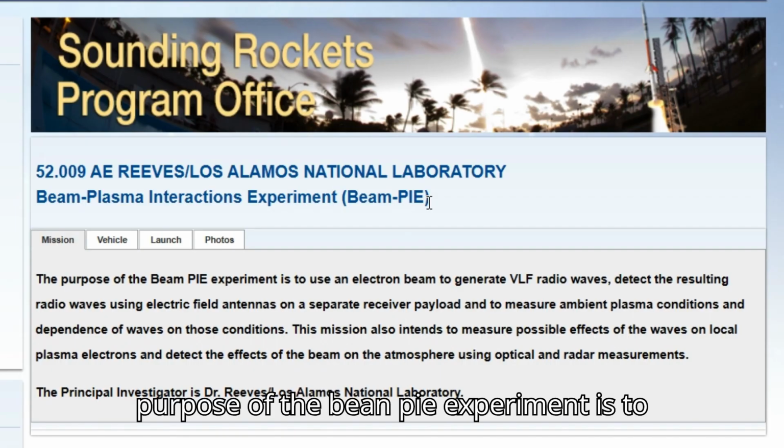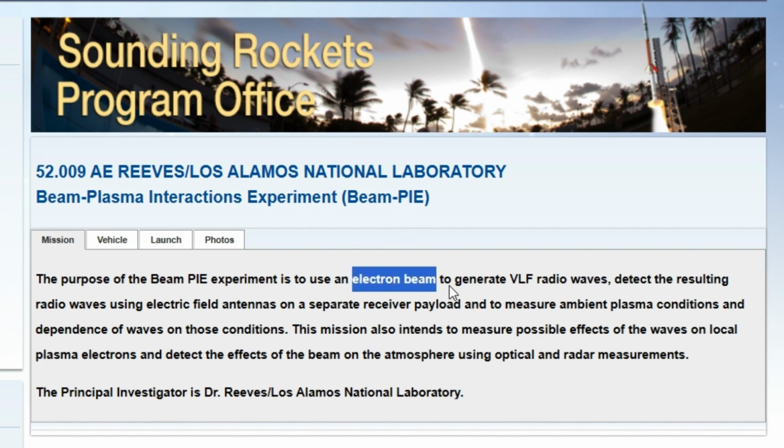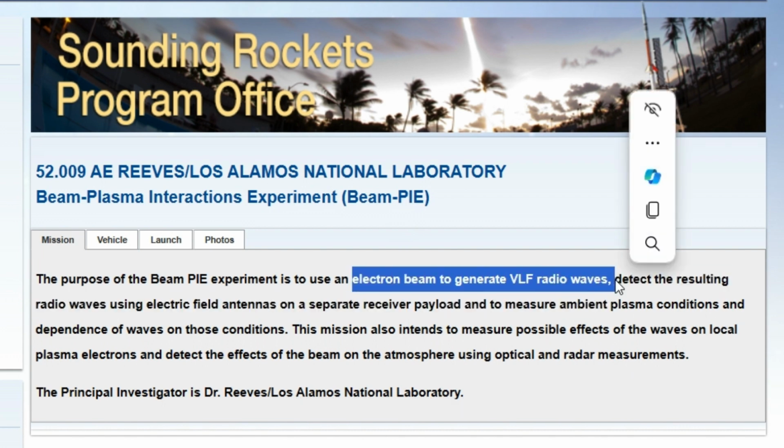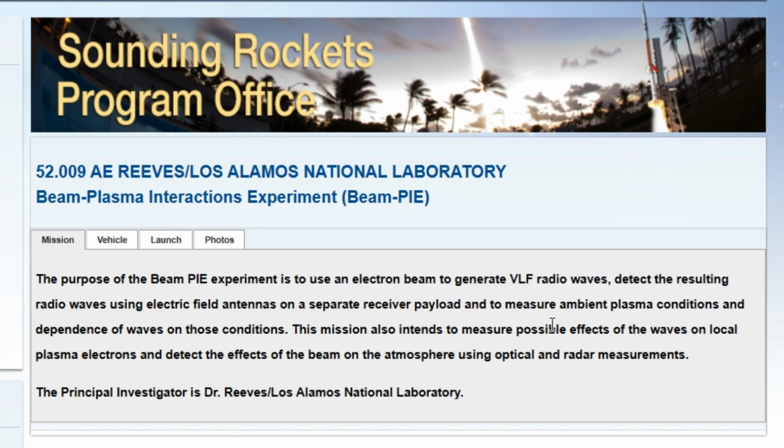The purpose of the Beam PI experiment is to use an electron beam to generate VLF radio waves, detect the resulting radio waves using electric field antennas on a separate receiver payload, and to measure ambient plasma conditions and dependence of waves on those conditions. This mission also intends to measure possible effects of the waves on local plasma electrons and detect the effects of the beam on the atmosphere using optical and radar measurements.